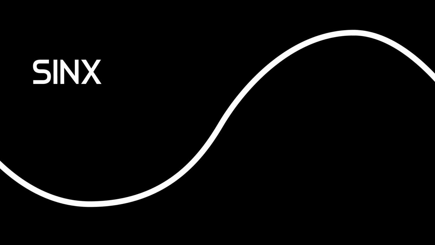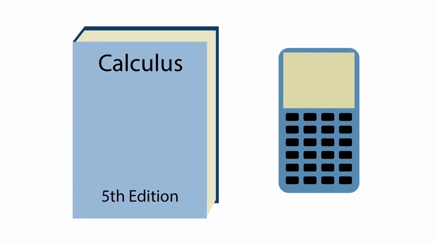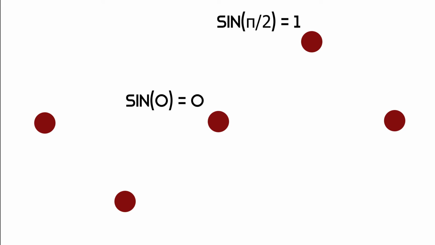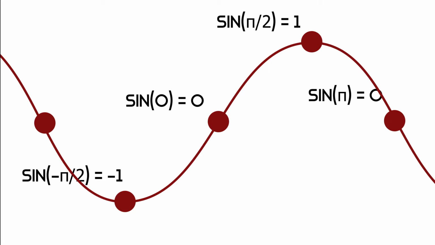Keeping things accurate becomes especially difficult with functions like sine or e to the x. Most people go straight to the back of a textbook or grab a calculator when it comes to trigonometric functions. But those values have to come from somewhere. We can use sine values that we already know to figure out a possible substitute graph. For example, sine of 0 is 0, sine of pi over 2 is 1, and sine of negative pi over 2 is negative 1. We also know that sine of pi is 0 again, so we get this oscillating pattern.